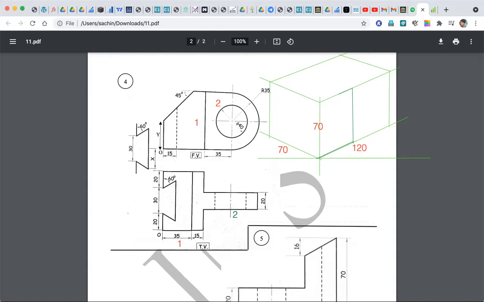So what you need to do, you need to find out this remaining height or Y height. See, total height is how much? 70, right?